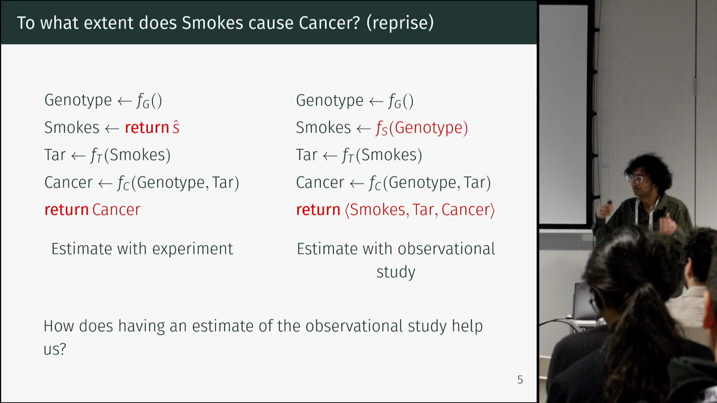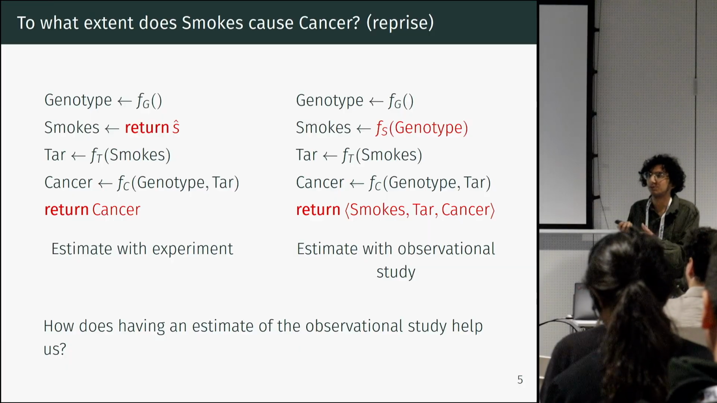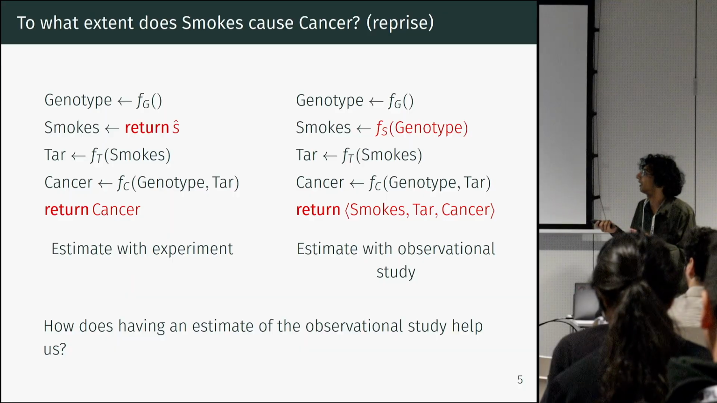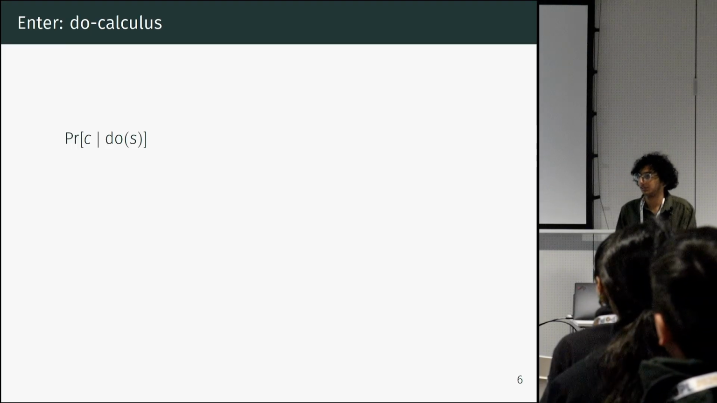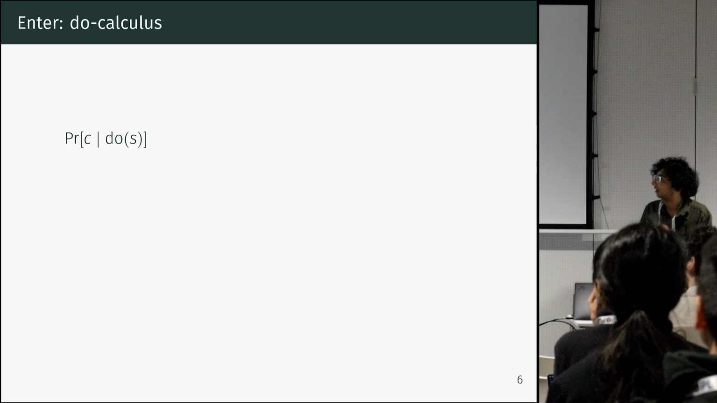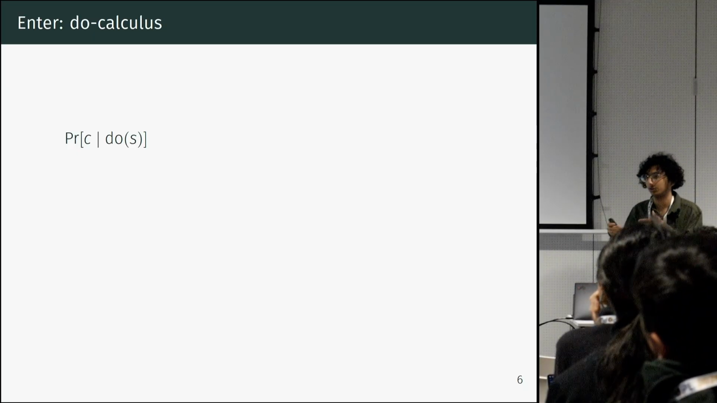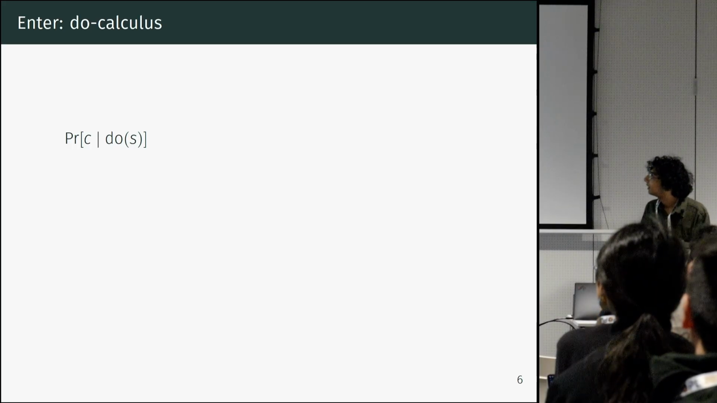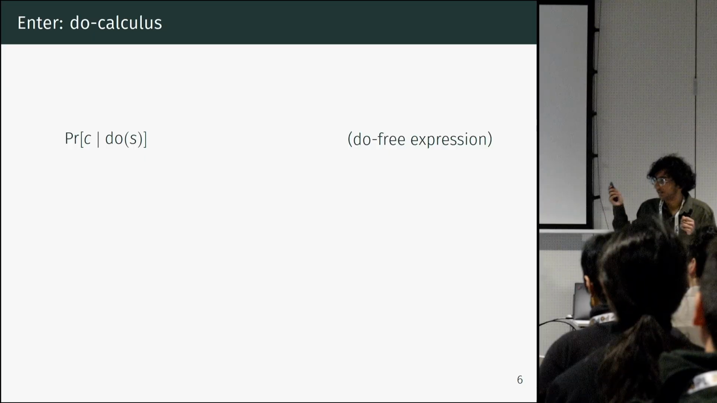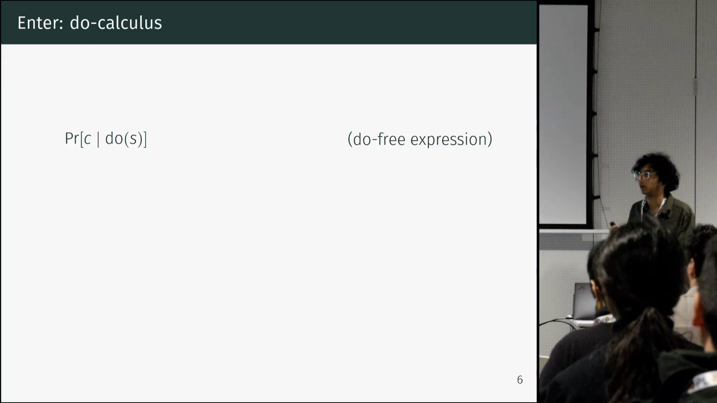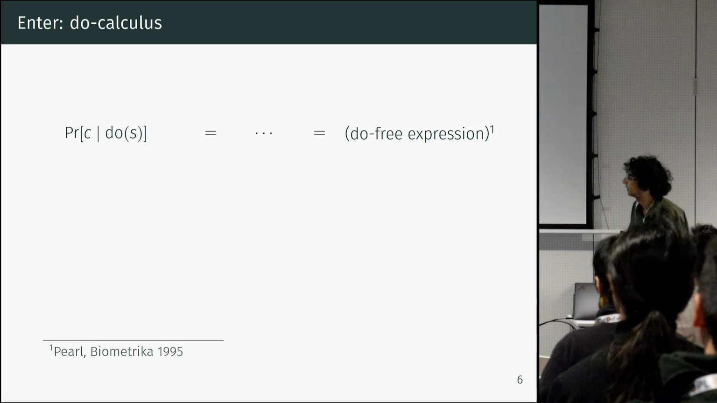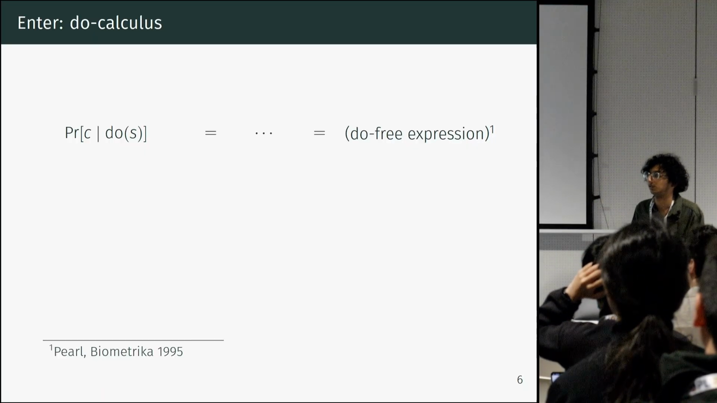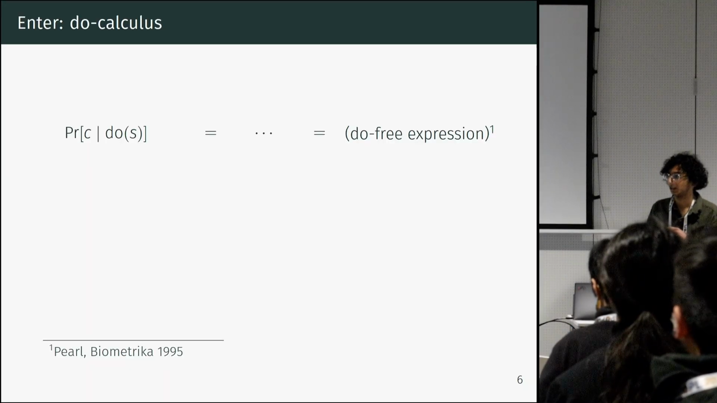OK, but the problem is this is a completely different program and a completely different question. So why does having an estimate of that program help us? This is where Judea Pearl's do calculus comes in. What the do calculus says is that when you have a distribution with a do in it, where do corresponds to this intervention we were talking about, you can turn this into a do-free expression, something that doesn't require any interventions and looks like normal pen and paper probability, with some series of equations. These equations are what's called the do calculus, which was first introduced in 1995 by Judea Pearl.